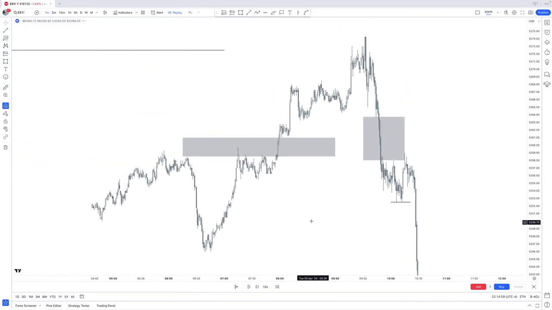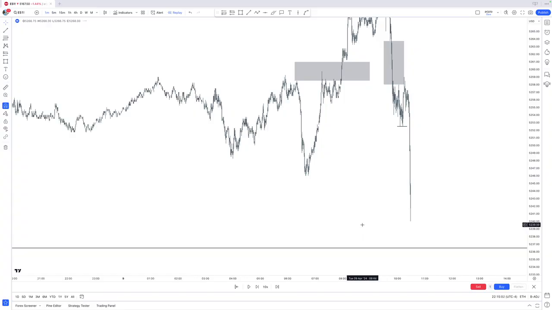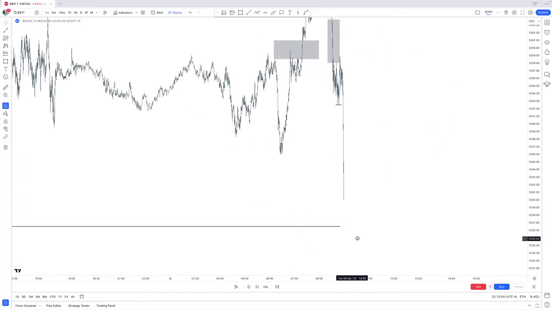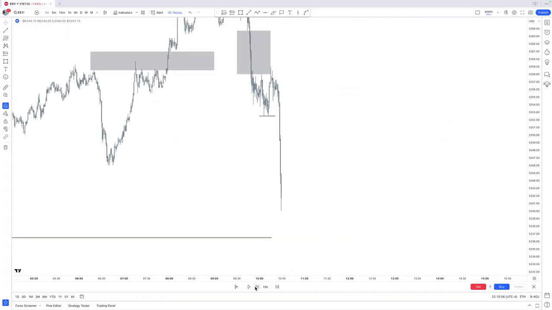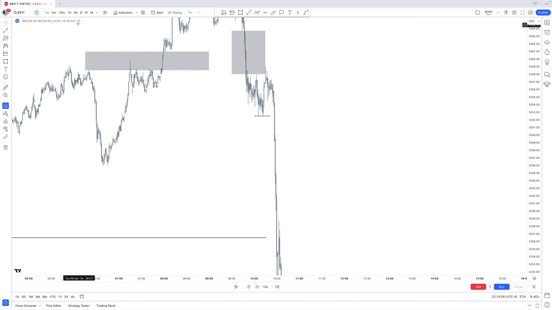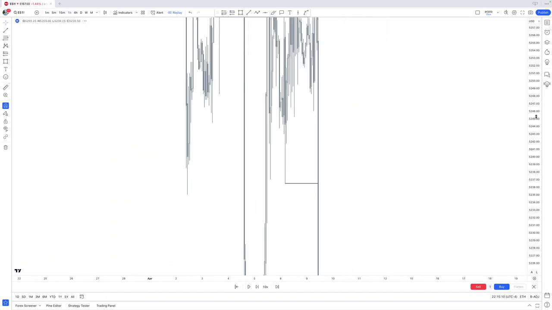The important part was that bias and narrative that we created on the 1 hour, that sweep of liquidity to then target that previous day low that we had right there. That was the important part. And after we take out that previous day low, after we reach those targets, we reevaluate again.